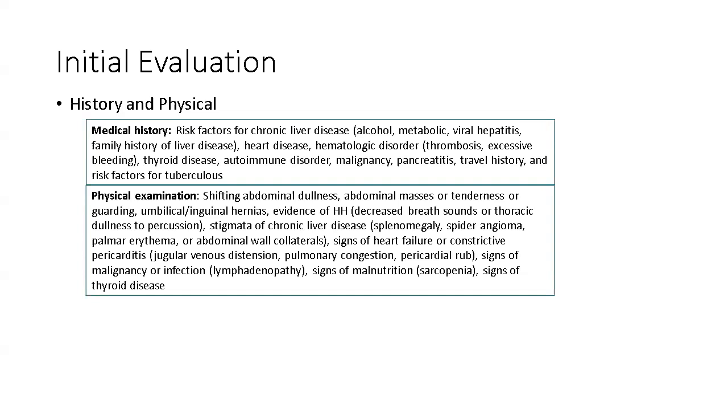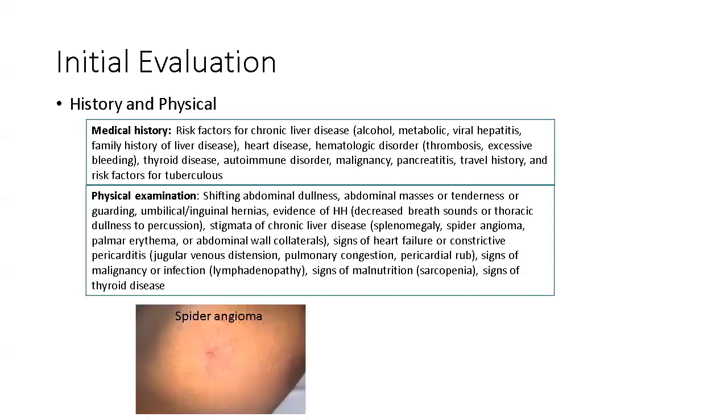I did put in some stigmata of chronic liver disease that you may notice as you're seeing patients. So this is the classic spider angiomas. These are commonly on the top of people's chest or where the SVC drains.